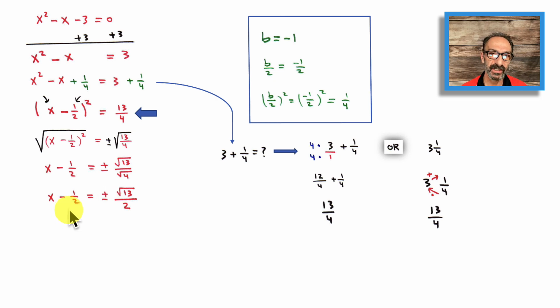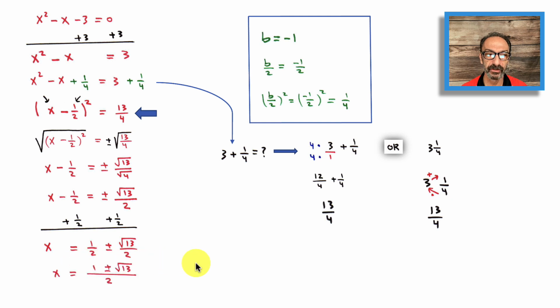Add half to both sides, and when you do that, I leave x by itself, and I have half plus minus square root of 13 over 2. Same denominator. I could put them in one fraction, and I could have the two options. Here's the first option with a plus, and here's the second option with minus. Okay, next.